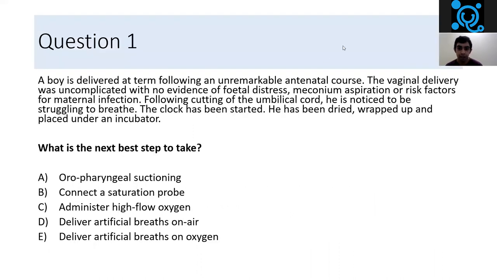We're starting off with a few neonatal, or newborn, questions, and then we'll progress on to some other areas. A boy is delivered at term following an unremarkable antenatal course. The vaginal delivery was uncomplicated and there's no evidence of fetal distress, meconium aspiration, or other risk factors for maternal infection. Following cutting of the umbilical cord, he is noted to be struggling to breathe. The clock has been started. He has been dried, wrapped up, and placed under an incubator. What is the next best step to take?